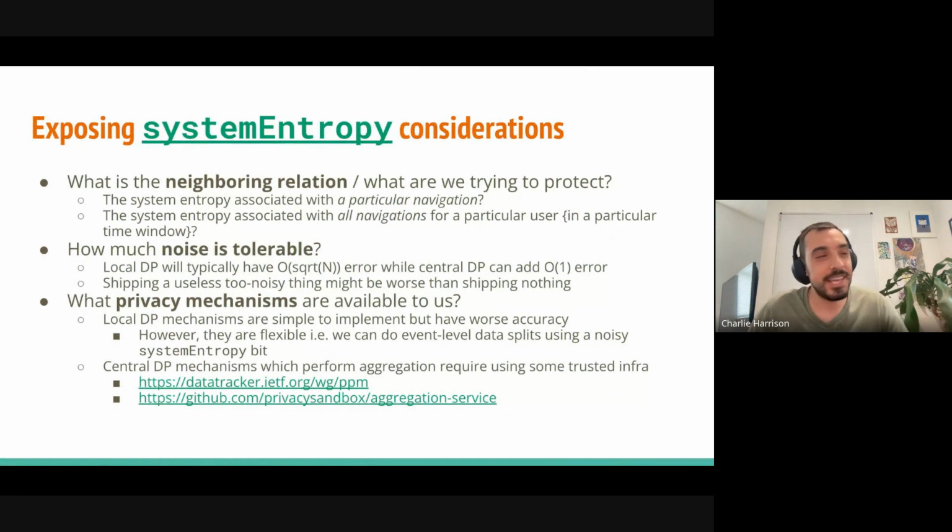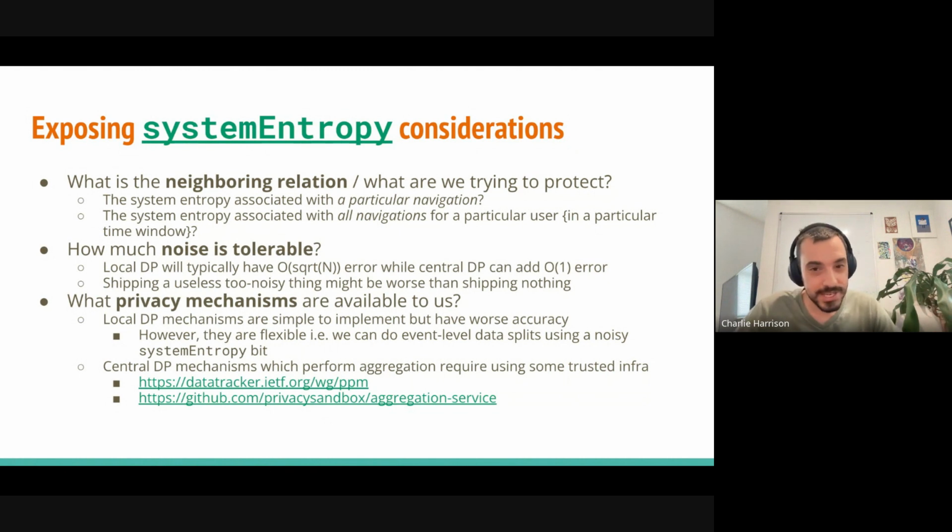The first thing is more general considerations for when we're thinking about adding differential privacy to something. One really important thing, again, I think I mentioned it earlier, is to consider what your neighboring relation is, your D and your D prime data sets. This is the scope of what you're trying to protect.